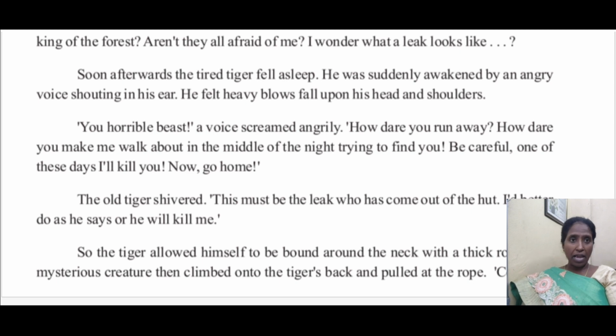You horrible beast! How dare you run away? How dare you make me walk about in the middle of the night trying to find you? Be careful. One of these days I will kill you.